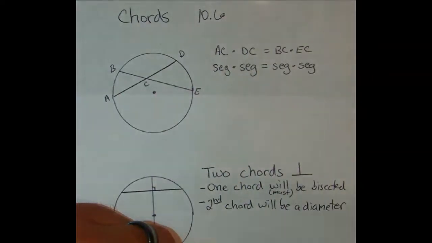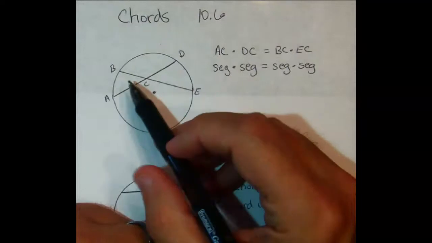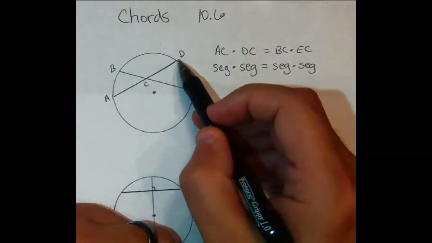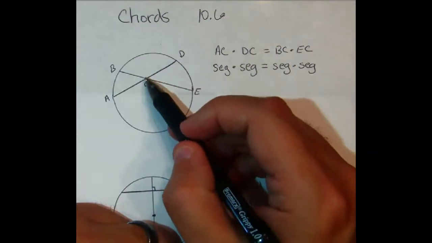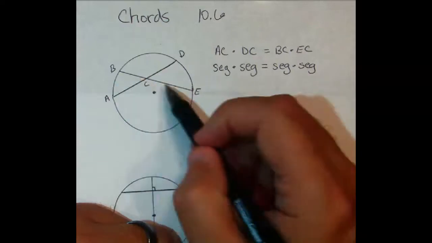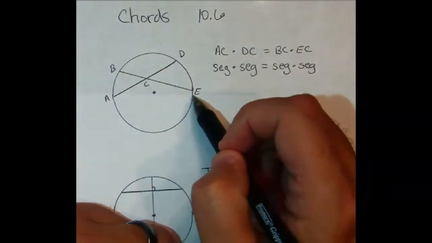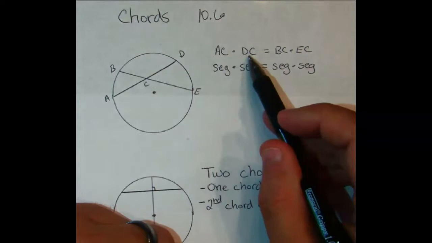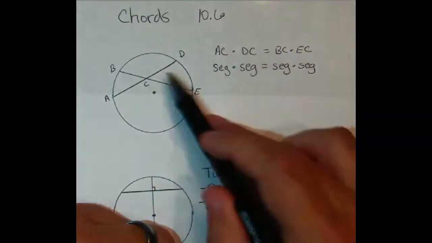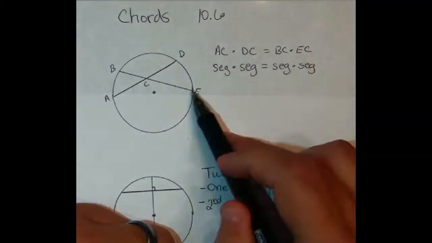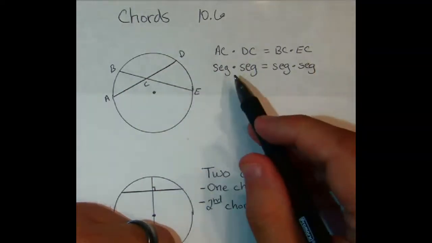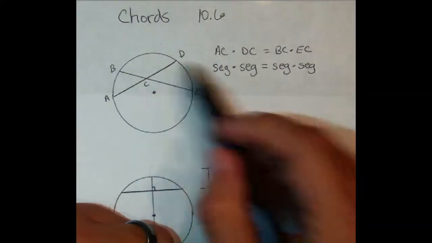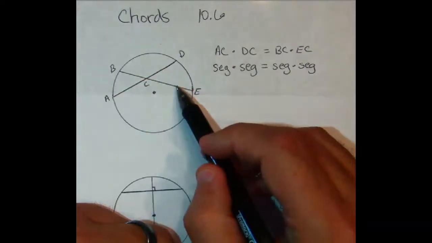Well, something kind of cool happens. If I take the length of AC and multiply it by the length of DC, it will always equal the intersecting chord multiplied, BC times EC. Now if you notice right here, I wrote it out: AC times DC is equal to BC times EC. Another way you can think of it, if you don't want to think of all the letters here, just take this segment times this segment equals segment times segment.